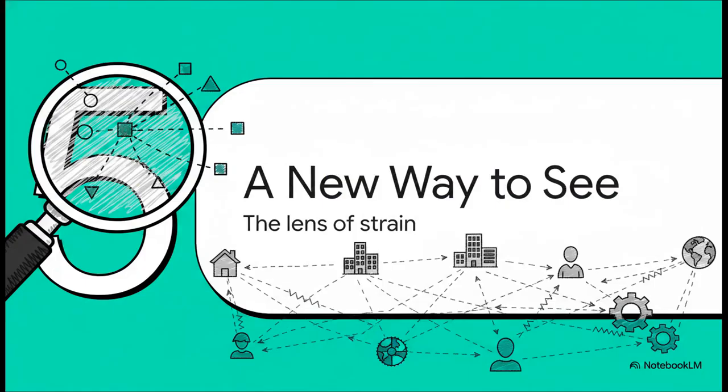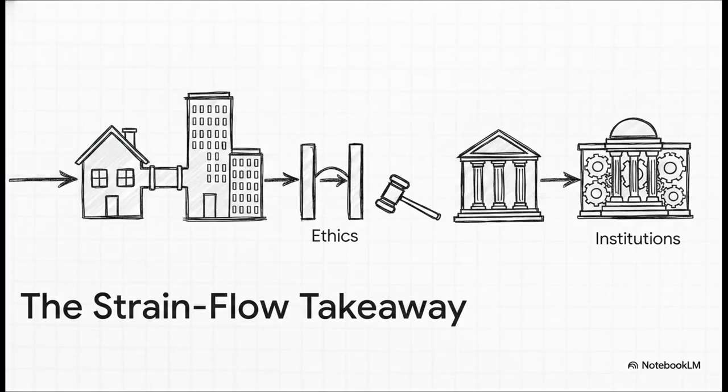So what this framework really gives us is a powerful new way to see our world. It connects all the dots, from something as simple as your bedroom, all the way to the rise and fall of entire civilizations. So let's put it all together. What's the big takeaway? Basically that our world is one giant interconnected system for managing strain. Our physical spaces, from rooms to cities, are the containers that channel it. Our ethics and laws are the rules that regulate it. And our institutions are the huge structures we've built to absorb it.